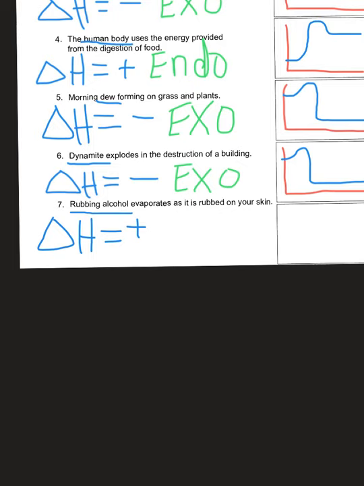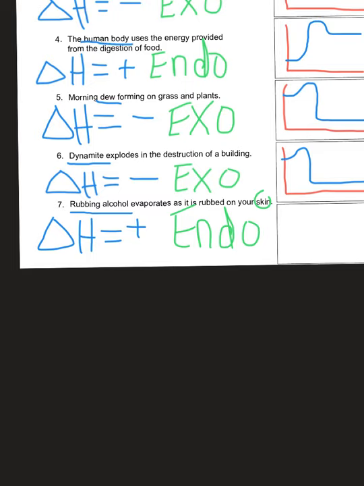I'll give you a hint. Skin, right? Your skin is giving off a lot of heat. So if you were to choose skin for the system, then this would be exothermic. Then everything would just be backwards. But since we're choosing rubbing alcohol for the system, it's endothermic, and it's taking in heat.